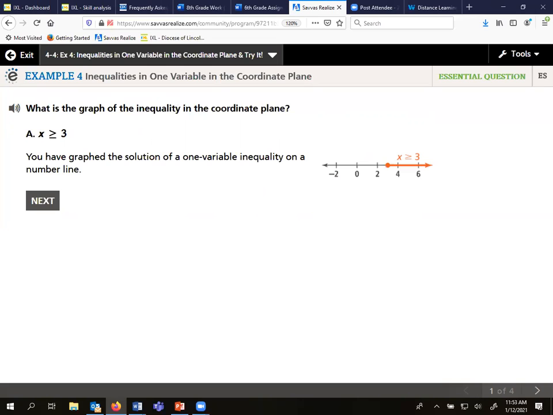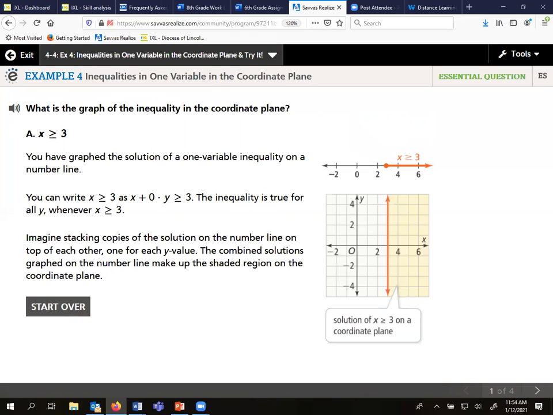Okay. Oh, they did it here too. They did it on number line. You can think about it as x plus 0y is greater than or equal to 3. So the inequality is true for all y's whenever x is greater than or equal to 3. So you can imagine stacking copies of the solution on the number line on top of each other, one for each y value. The combined solutions on the number line make up the shaded region on the coordinate plane. Okay, so instead of just putting a singular dot on 3, we're going to draw a whole line on 3. This is where x equals 3. Everything up and down from that.